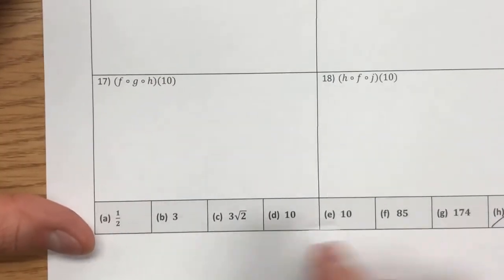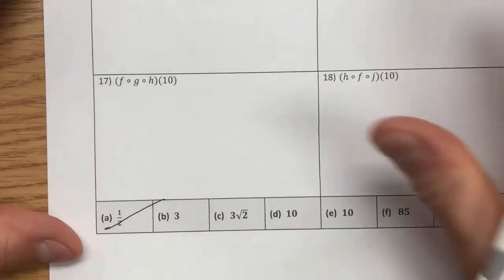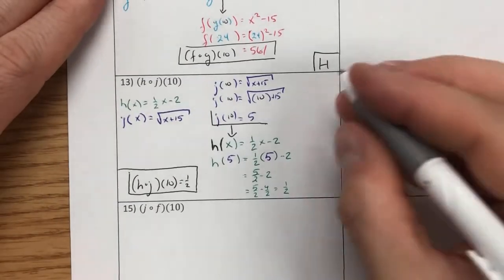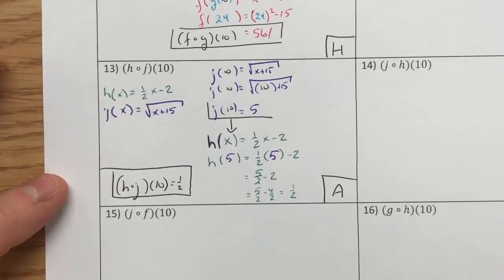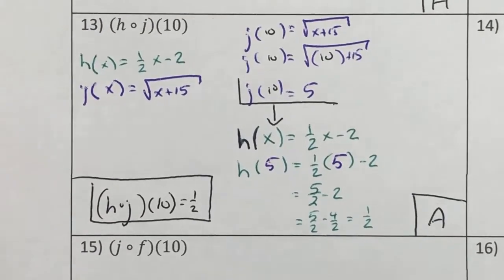So we're going to zoom out. Yep, and it's the first one, A. Boom, there we go. How well did you do?